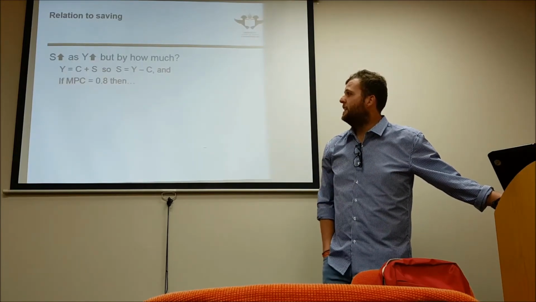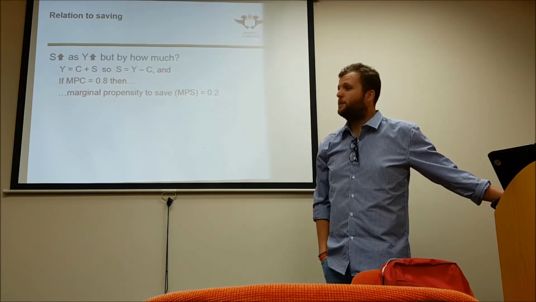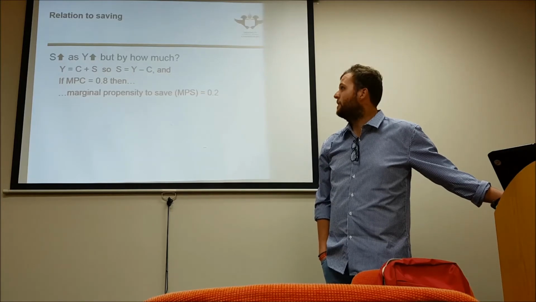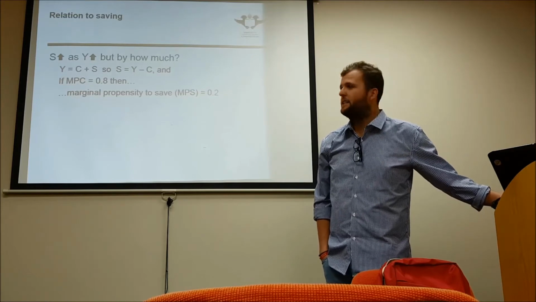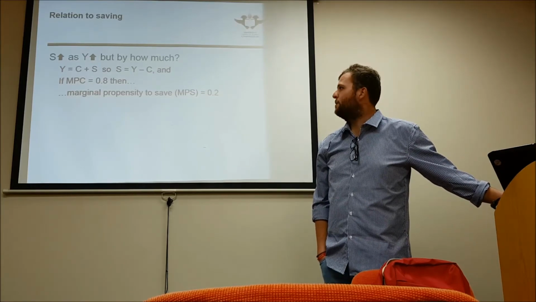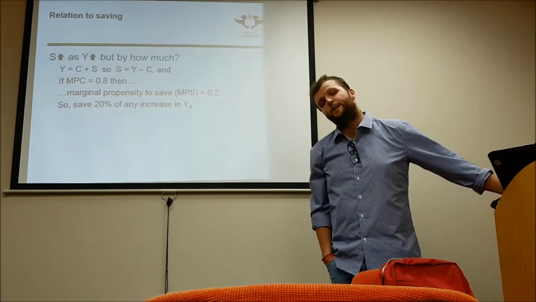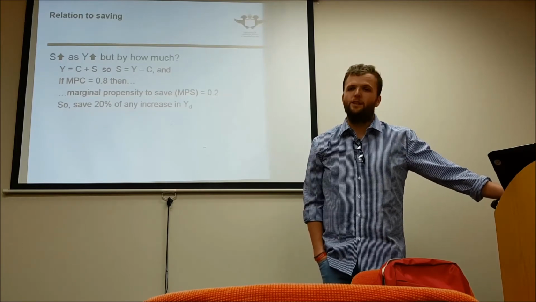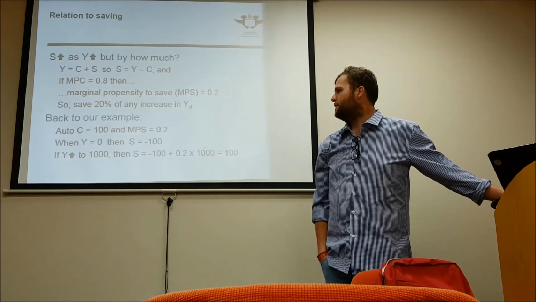And how does it relate to savings? You can even study this, but it's not too important. Marginal propensity to save, you can look at it like this. MPS is 0.2. Because remember the MPC, which is our willingness to consume, was 0.8, but now the MPS is 0.2. So save 20% of any increase in income. If his income increases by 1,000, 20% of 1,000 is 200. So he will save 200, and his savings should be equal to 100.